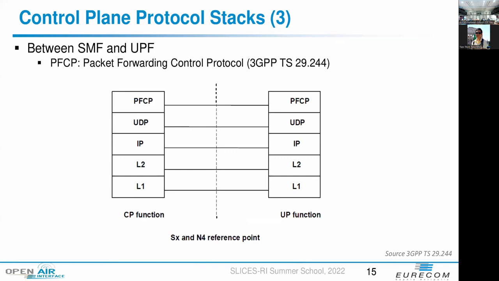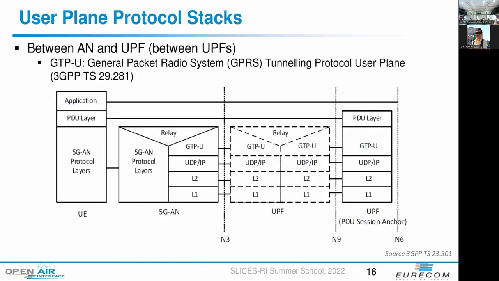About the user plane protocol stack, it's similar to the 4G version, so you still have GTP-U, but basically you have a new header to support 5G. You can also see that in the demo in the Wireshark.